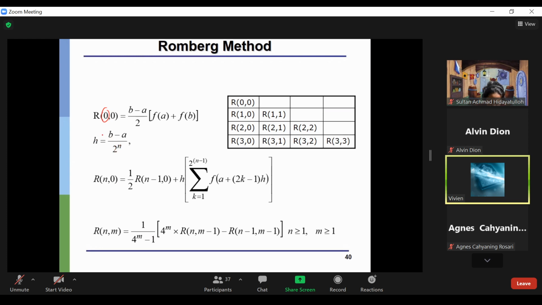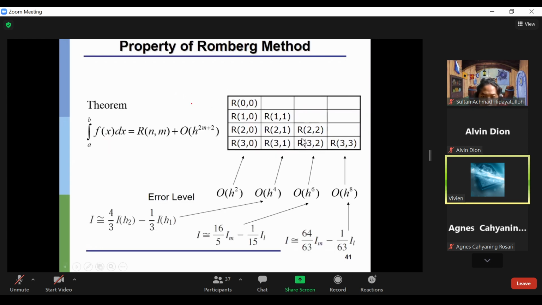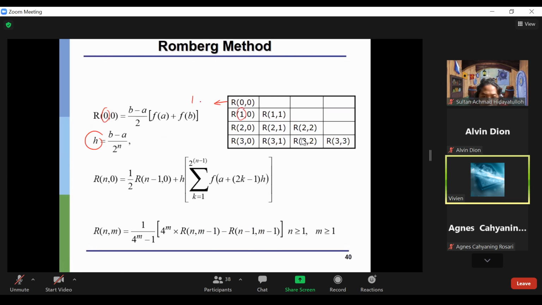So that means there will be only a single application of the trapezoidal rule, with only 1 segment. And if we use n equal to 1, it means that we use 2 segments. So we have the calculation here of 2 segments.